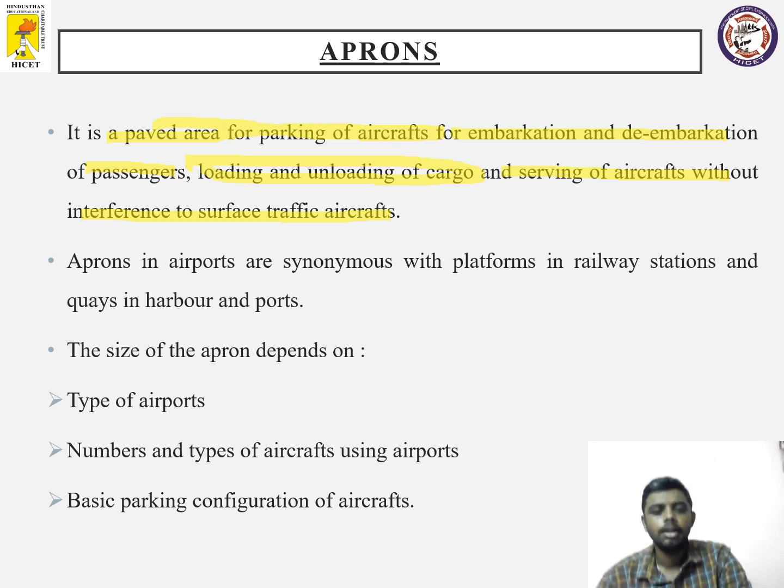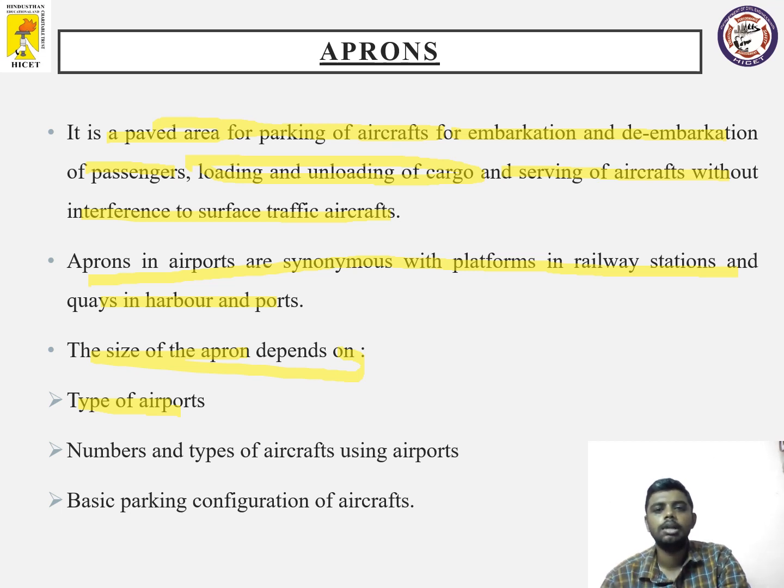be done here, right? And the second part is aprons in airport are synonymous with platforms in railway station and quays in harbor. Like you have a platform in a railway station, similarly we have an apron in our airport. This gives a better understanding. The size of our apron generally depends on the type of our airport. We have different classes or types of airport, like type A, B, C, D, E.